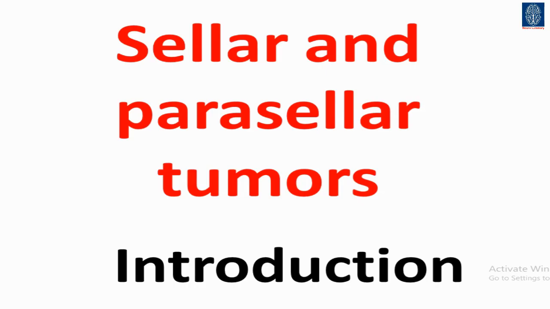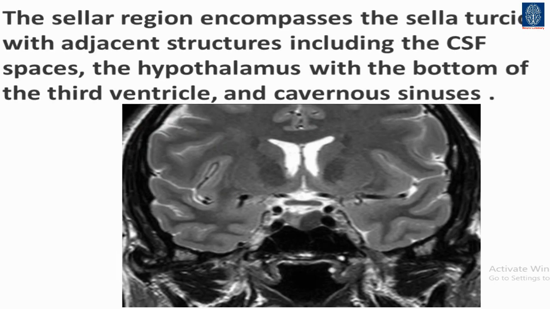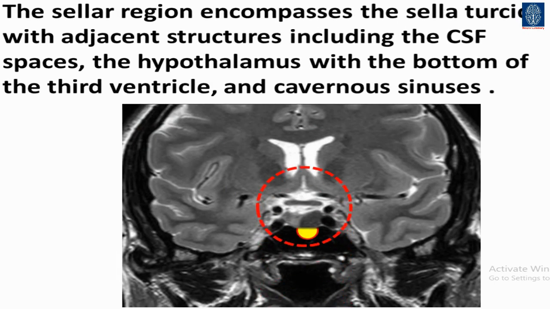This is an introduction about the sellar and the parasellar tumors. The sellar region encompasses the sella turcica with adjacent structures including the CSF spaces, the hypothalamus with the bottom of the third ventricle, and the cavernous sinus.